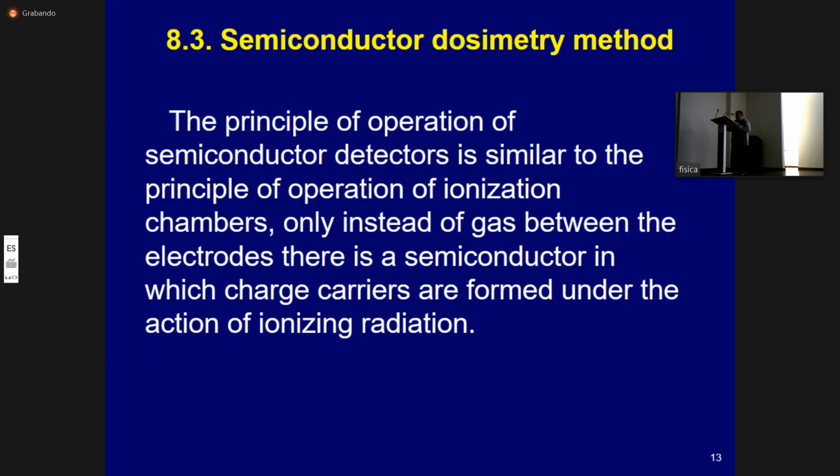In addition, the density of the substance of a semiconductor detector is approximately 1,000 times higher than the density of the gas in the ionization chamber. Therefore, the absorbed energy under the same irradiation conditions in a semiconductor detector is several orders of magnitude greater than in a gas one. Thus, in the same radiation field, the sensitivity of a semiconductor detector will be several orders of magnitude higher than that of an ionization detector.